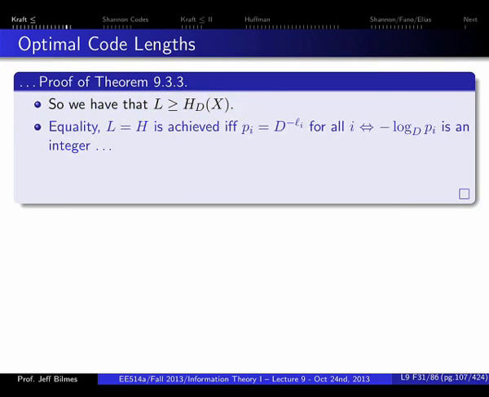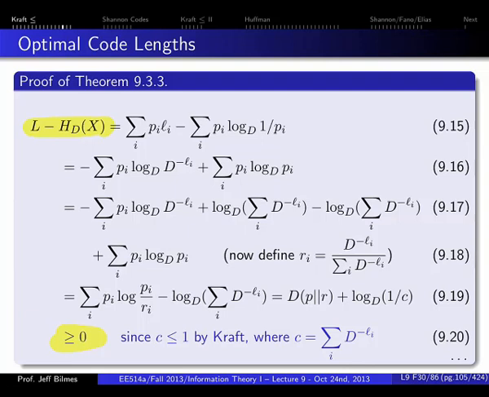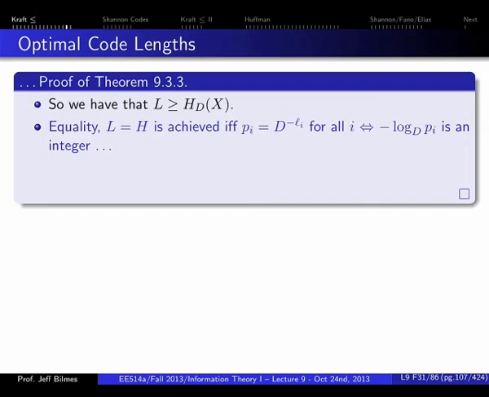Now we can actually get equality. So where is the inequality? The inequality comes about by this quantity here, right? And we can actually get equality by setting p_i equal to D to the negative l_i. And that happens if this quantity, the information, is an integer. So if the information about an event is integral valued, then we get equality.